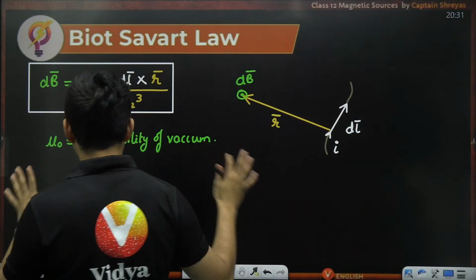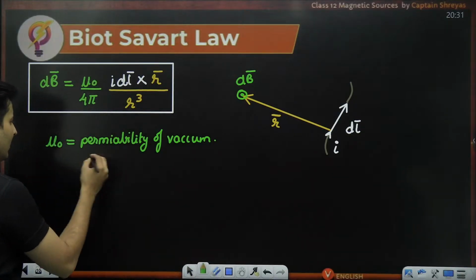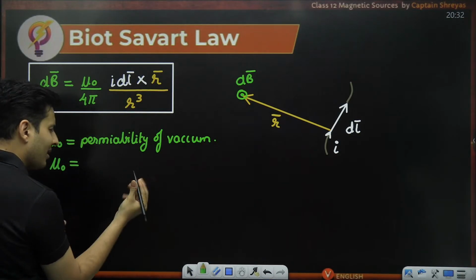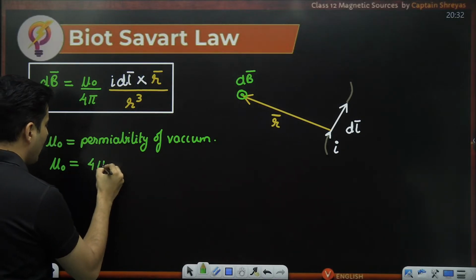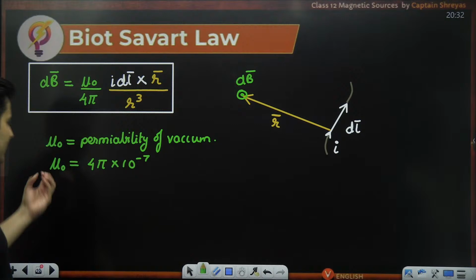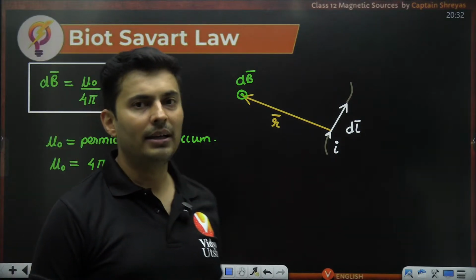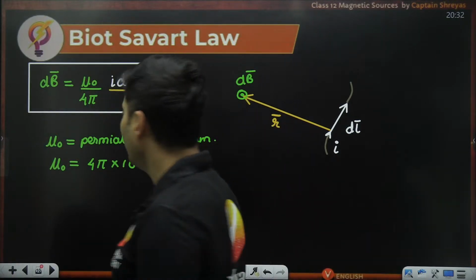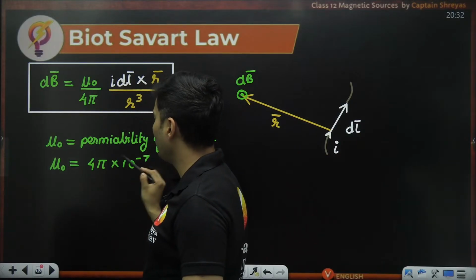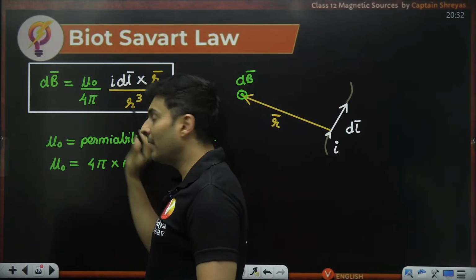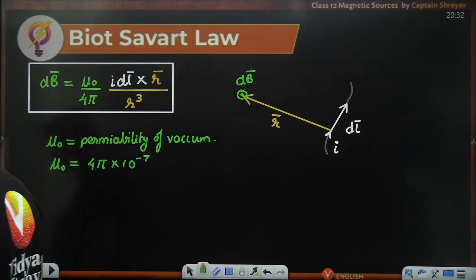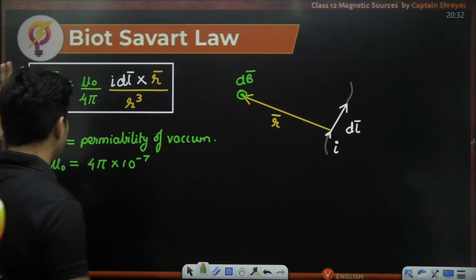For now, let's deal with vacuum and air. The permeability of vacuum or free space or roughly air is 4 pi into 10 to the power minus 7. That is the permeability number. Keep this in mind. So if you ask me what is mu naught by 4 pi, the 4 pi cancels, and it will be 10 to the power minus 7, which is the SI constant. Is that absolutely clear, my dear warriors?